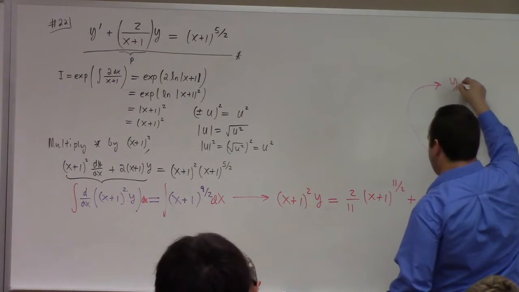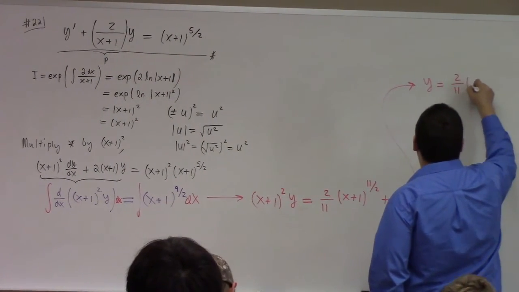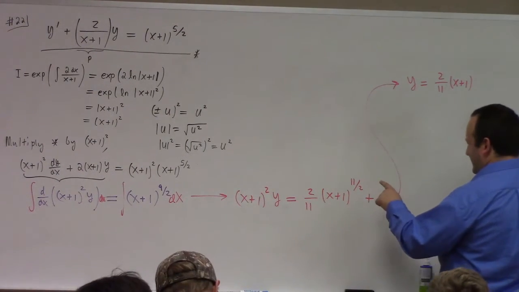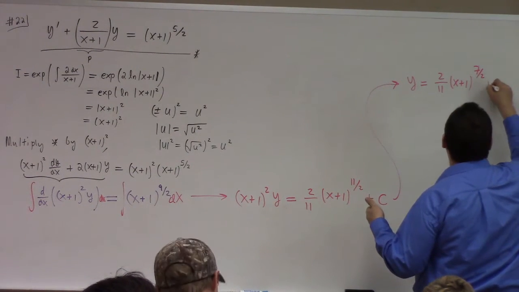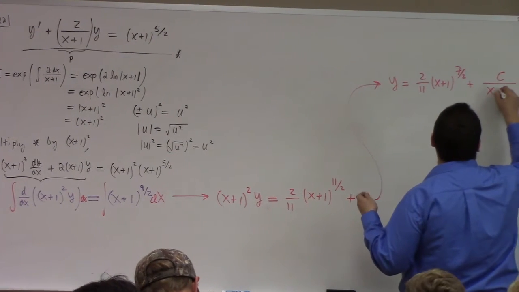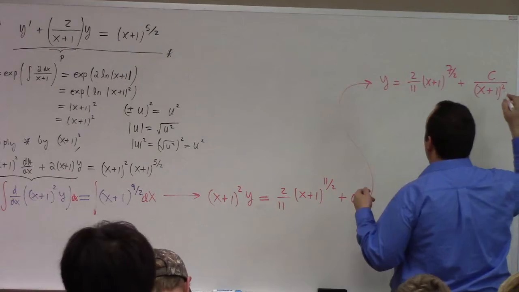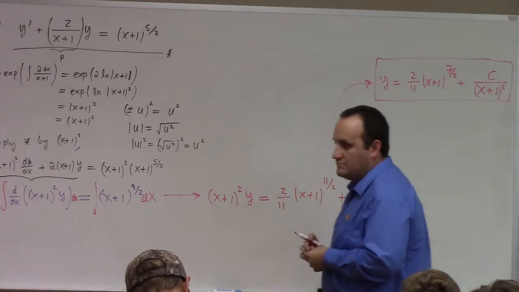Or if you like, y is equal to 2/11 x plus 1 to the 7 halves plus c, divided by x plus 1 squared, by our ever-present friend, algebra. There you go.